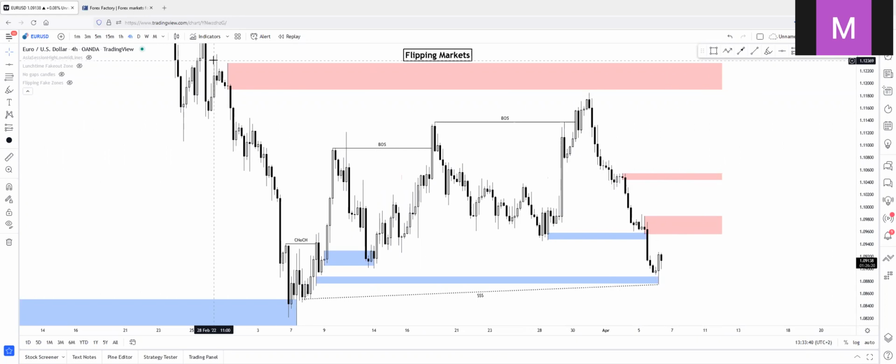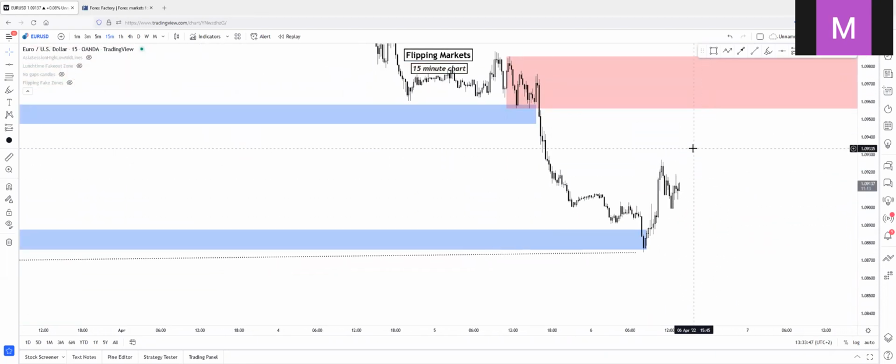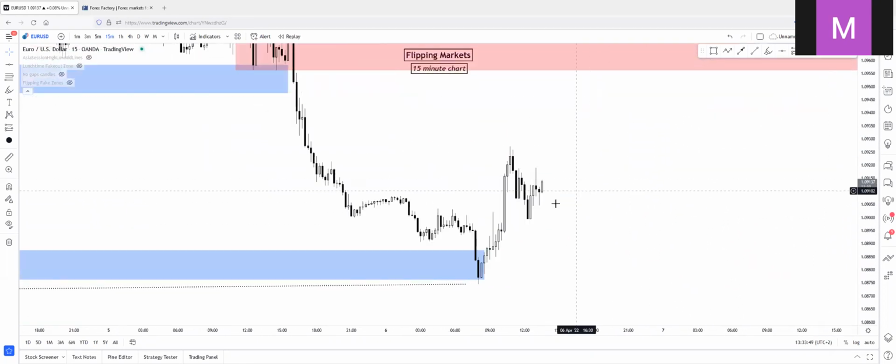That's all about the 4-hour structure. I just switched to the 15-minute chart, and let's see what price wrote us on the 15-minute chart. So as you can see, there was the 4-hour demand tap. Or not, no.